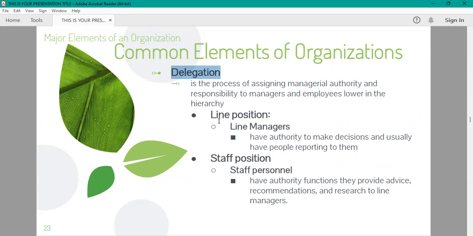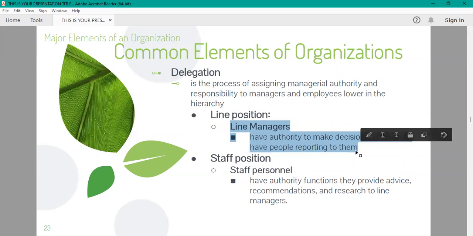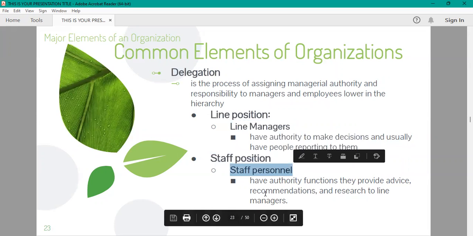So we have these types of positions: line position and staff position. Line position is where we find line managers. They have the authority to make decisions and usually have people reporting to them. The higher their position, the bigger their authority and responsibility, and they are mostly located at the top of the hierarchy. Compared to staff positions, these are the employees under you, mostly subordinates. Staff personnel have authority functions where they can provide advice, recommendations, and research to line managers.